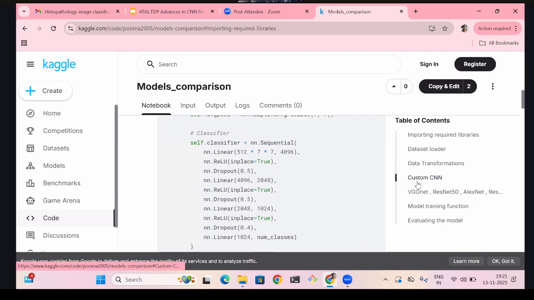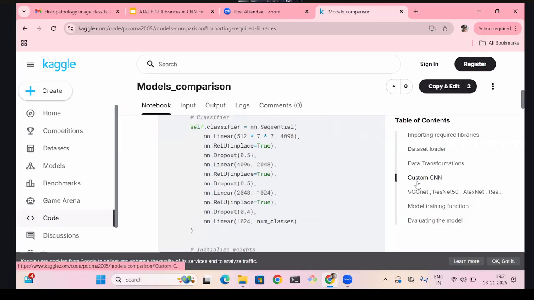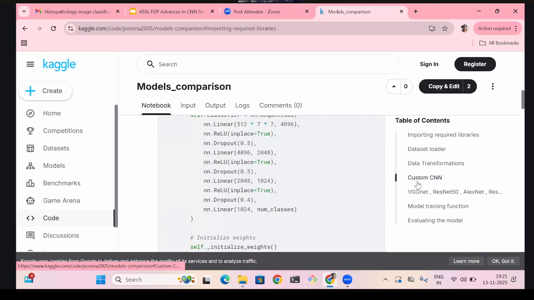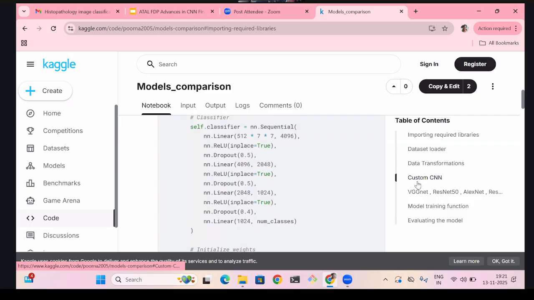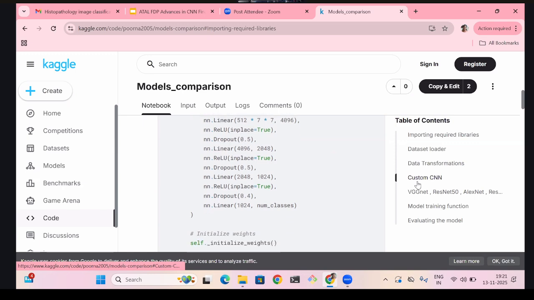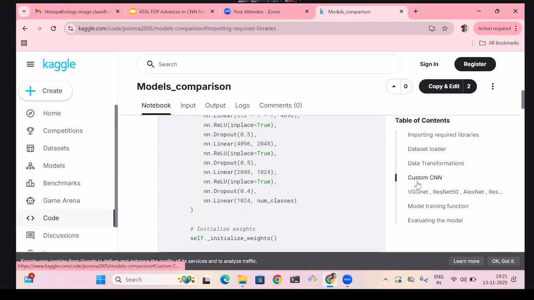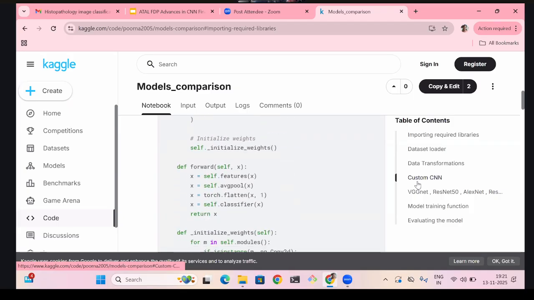After doing average pooling, we flattened the vector, and that is given as input to a linear classification layer, where we have used dropout in the classification layer. So this is the custom CNN we have built.